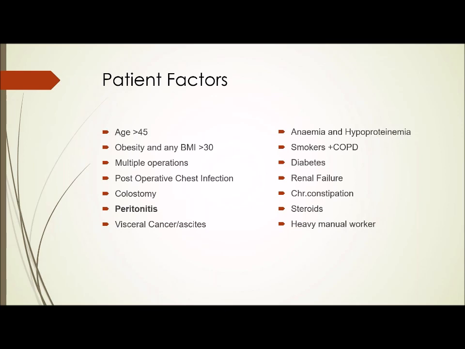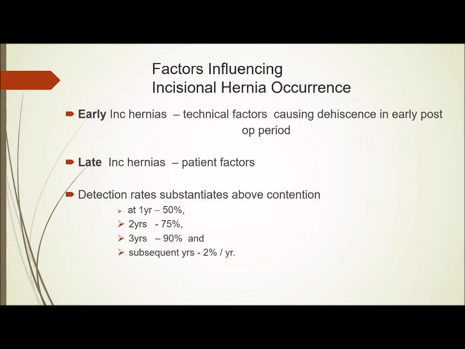A persistent peritonitis, either a secondary or a tertiary peritonitis. We all know what tertiary peritonitis is all about. I'm not going to go into the details of that. If a patient has got visceral cancer or ascites, then general factors: anemia, hypoproteinemia, smokers, chronic obstructive lung disease, diabetes, renal failure, constipation, again a very important factor, prolonged use of steroids, heavy manual work. So basically all causes which are either weakening the wall or leading to a decrease in the healing capacity or generalized decrease in the fibrotic capacity of the abdominal wall, right?